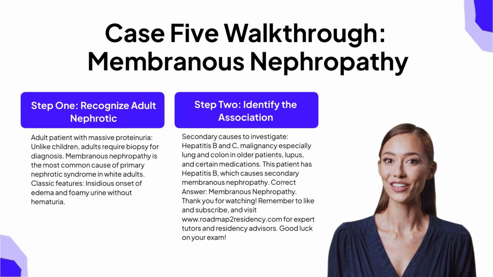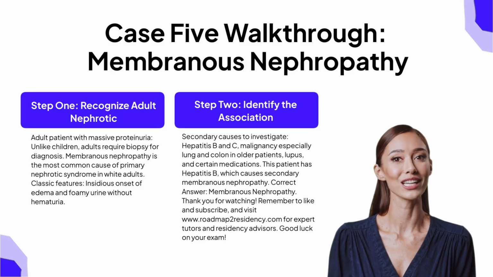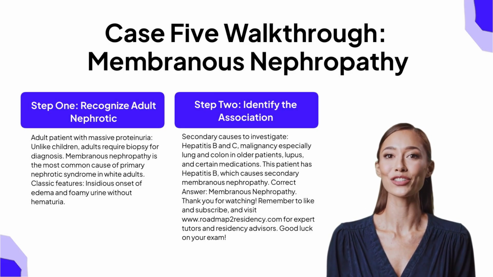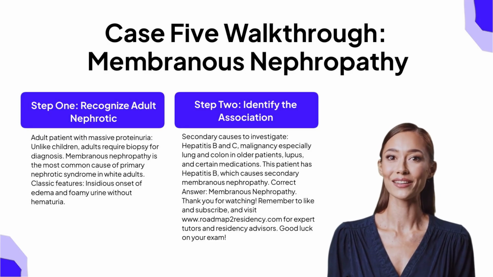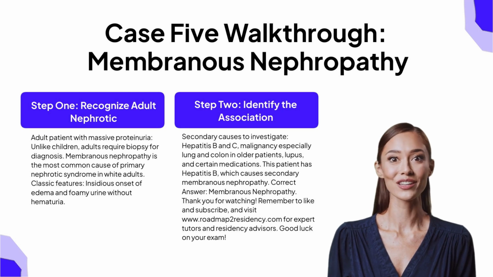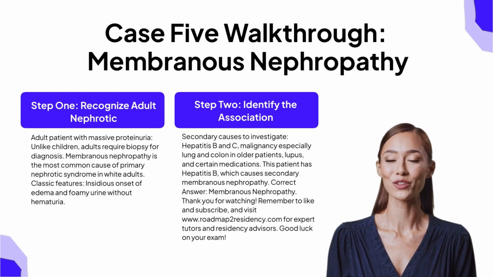Unlike pediatric nephrotic syndrome, adults need biopsy for diagnosis. The key test-taking strategy here is recognizing secondary causes: hepatitis B and C, malignancy, especially in older patients, lupus, and certain drugs can all cause secondary membranous nephropathy. This patient has hepatitis B, so treating the infection is the priority.